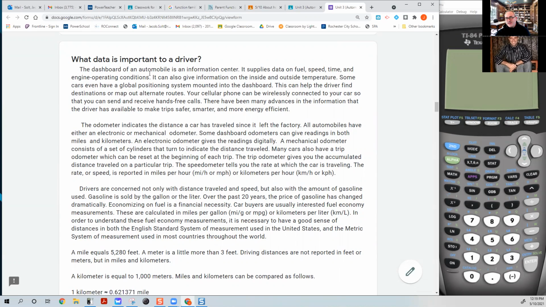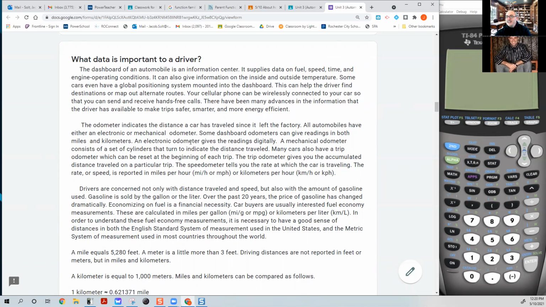Let me just start with this little text wall here. What data is important to a driver? The dashboard of an automobile is an information center. The dashboard supplies data on how much fuel you have, what speed you're going at, what the current time is, and engine operating conditions. The dashboard can also give you information on the inside and outside temperature. Some cars even have a global positioning system, GPS, mounted to the dashboard. This can help a driver find destinations or map out alternative routes. And you may not know this, but your cellular phone can be wirelessly connected to your car, so you can send and receive hands-free calls. There are many advances in information that the driver has available to make trips safer, smarter, and more energy efficient.